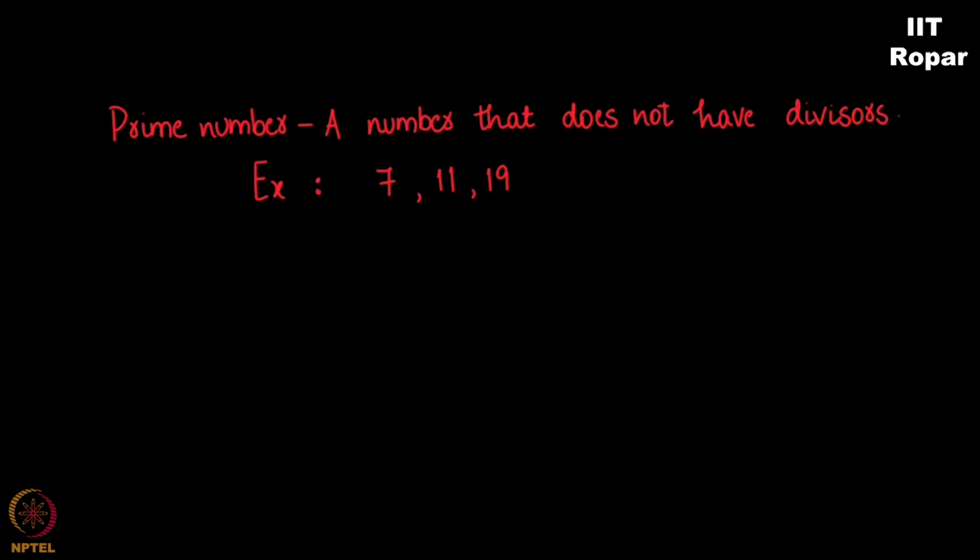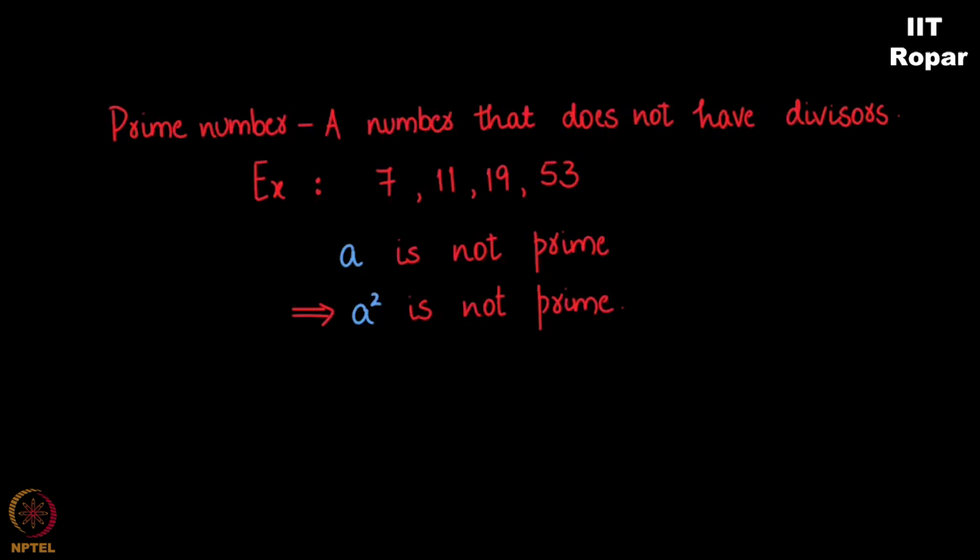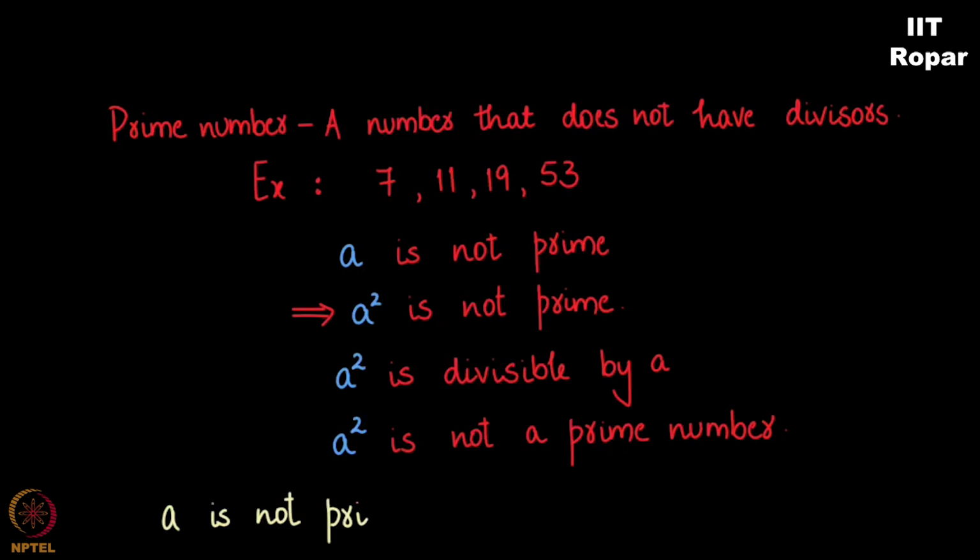19 is a prime number, right? 53 is a prime number. You cannot find a number that divides 53. So now, whenever you take a number that is not prime, let's say A is not prime. Take any non-prime number. It implies that A square is also not prime, correct? Goes without saying. When you take some number and take its square, that square will always be divisible by A. A square is always divisible by A, and hence by the definition of prime number, A square is not a prime number. A is not prime implies A square is not prime.